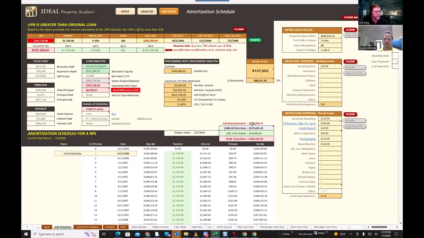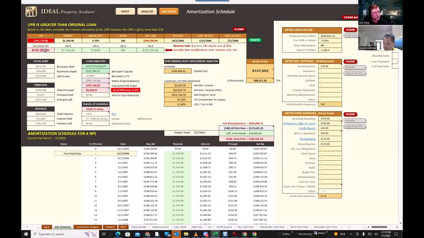This also includes the difference between what the seller is providing us and our reverse calculated unpaid principal balance. So the seller's provided us this $205,726. We reverse calculated the UPB based on the dates provided and the AM schedule information that the seller has provided us. So this is the true UPB based on the information the seller has provided us, $197,000.